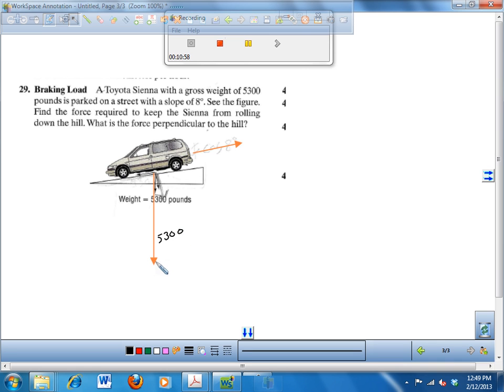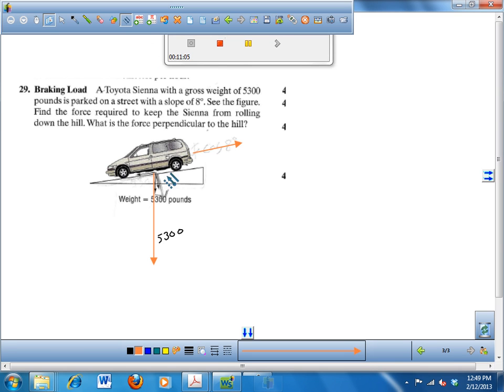But I can also break that 5,300 pounds into one vector that is coming down this way, and one vector that is going this way. Let me try that again. So I could break that into two vectors.